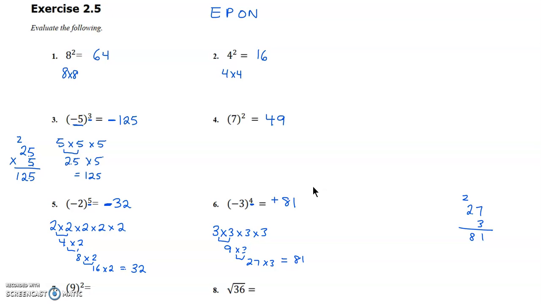Number 7, we have 9 squared. That's a positive 9, so it's just 9 times 9, which is 81. And number 8, we have the square root of 36. What times itself makes 36? 6 times 6 equals 36. So the answer there is 6. So you can go ahead and finish up the next page of exercise 2.5 on exponents and square roots.